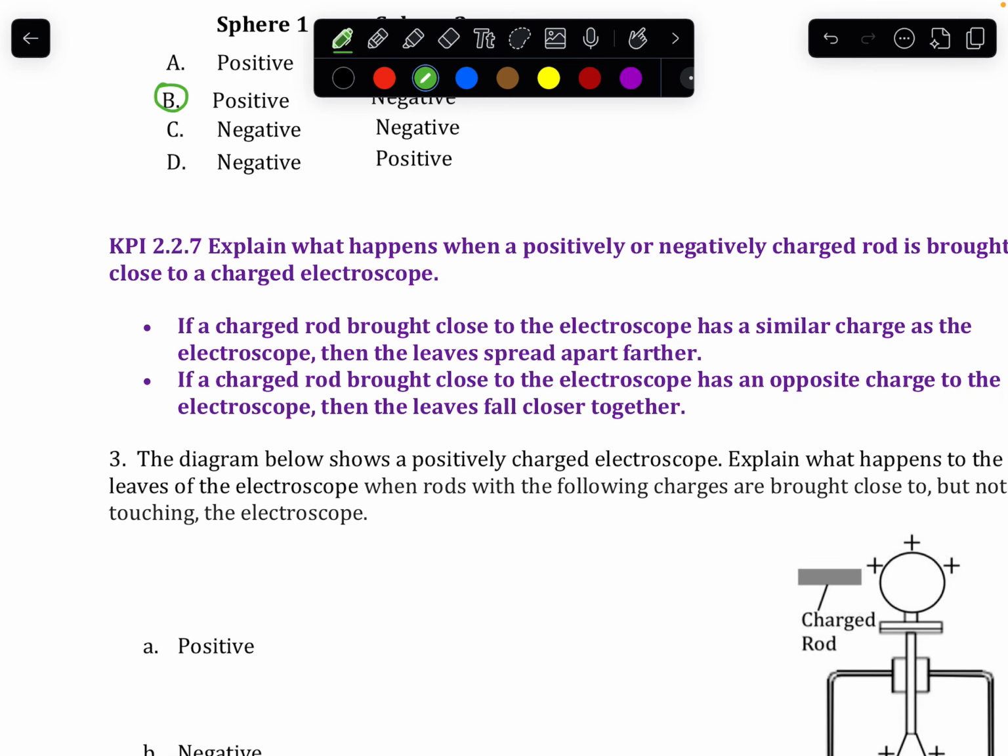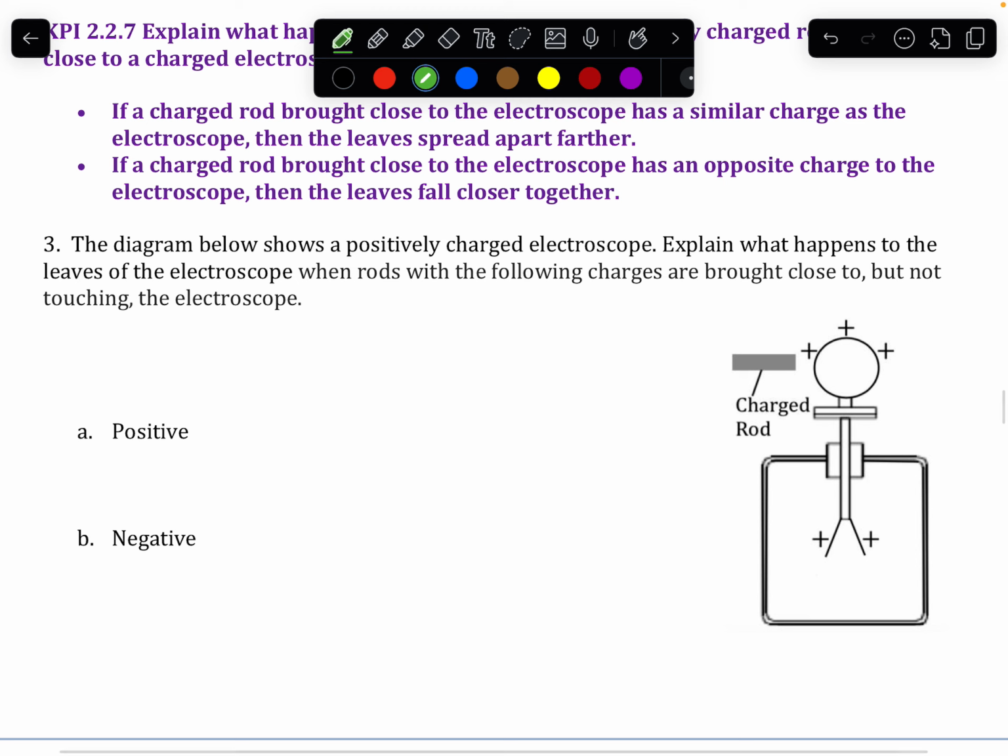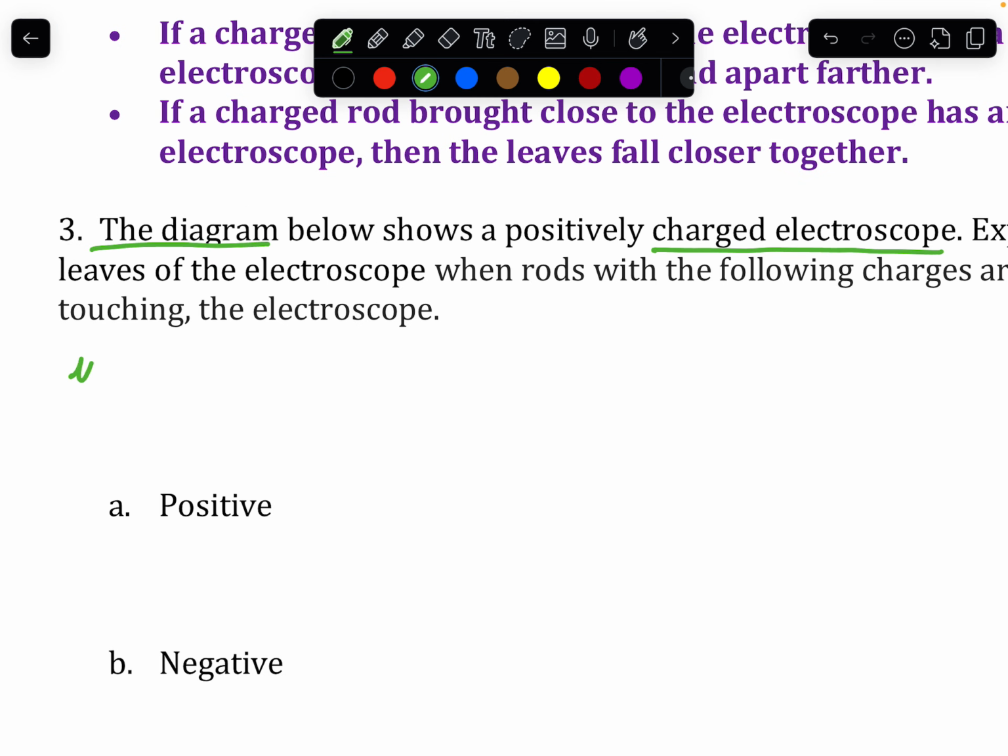2.2.7 regarding the work of an electroscope, here we have the diagram below showing a positively charged electroscope. So it has a deficiency of electrons. Explain what happens to the leaves of the electroscope when rods with the following charges are brought close to but not touching. So it means also by induction.